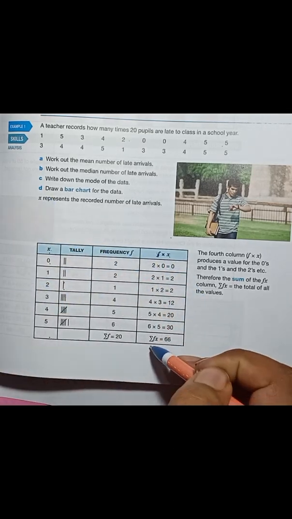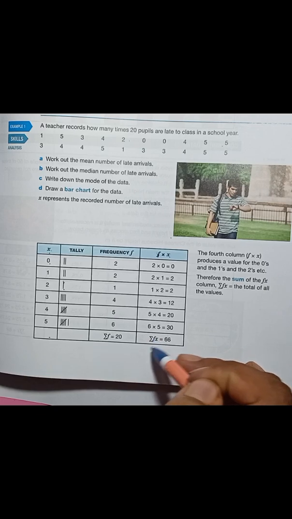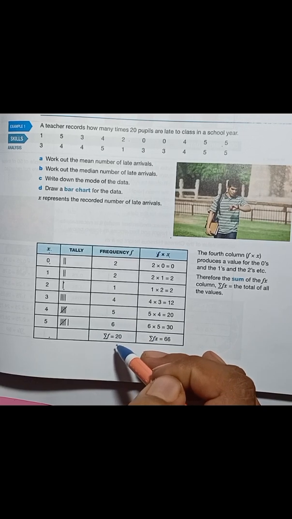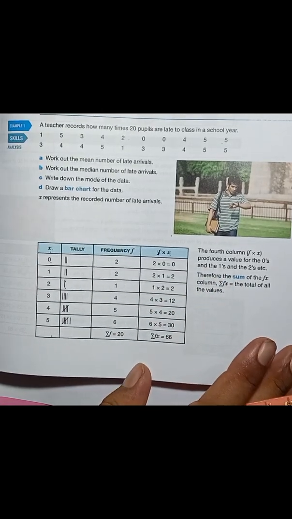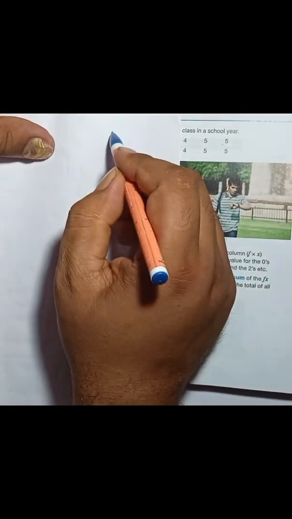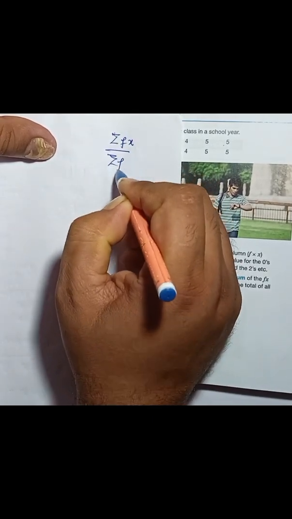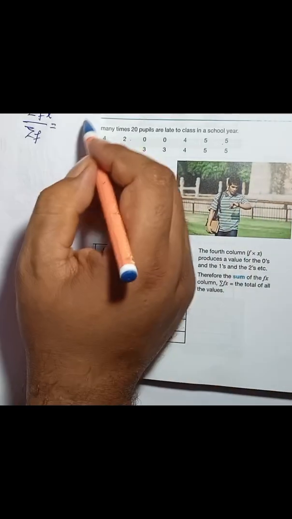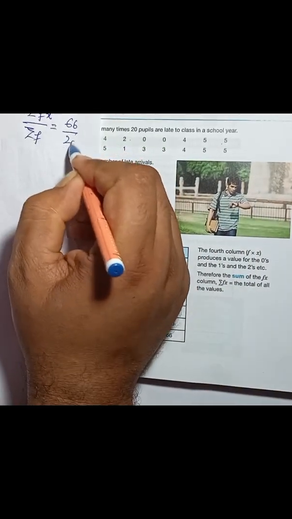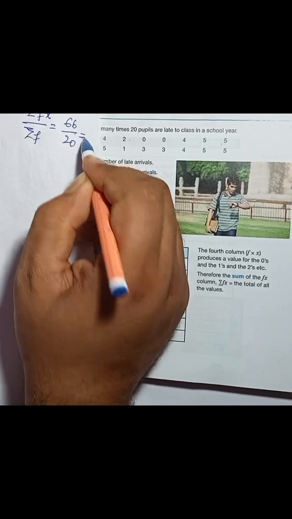Now how to find the mean? First part is the mean. Mean is simply sigma fx divided by sigma f. That is how we will find the mean. Here mean will be sigma fx divided by sigma f, that is 66 divided by 20. You can calculate this value. Here it is written as 3.3.